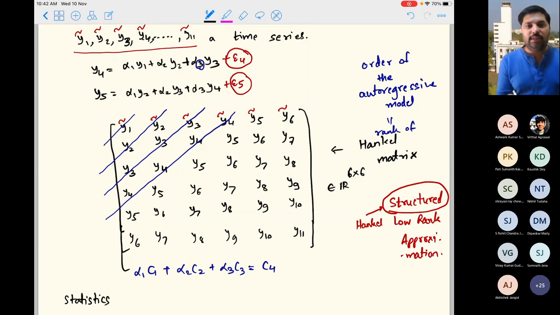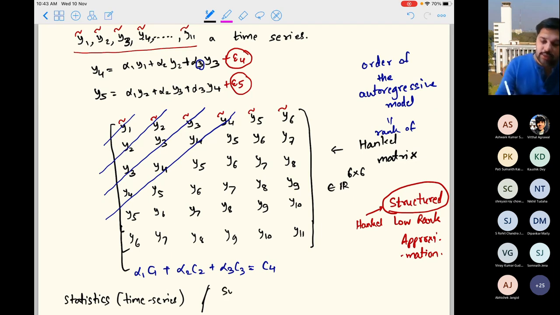So statistics, especially in this time series data. Okay, so this is where these Hankel structured low rank approximations are really very important. Another important area where these low rank approximations of Hankel structured matrices are important is in systems theory or in control theory.